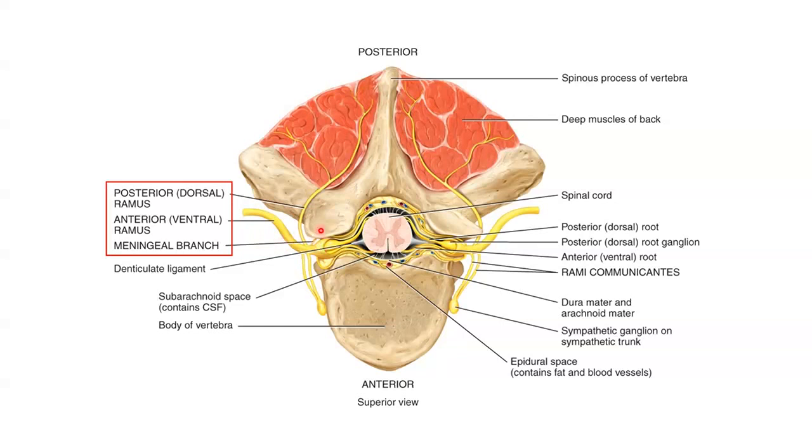And then we have this tiny little meningeal branch here, which goes out and then back in through that intervertebral foramen and serves all of the structures within this space here. So the spinal cord, the meninges, the ligaments, the vessels.